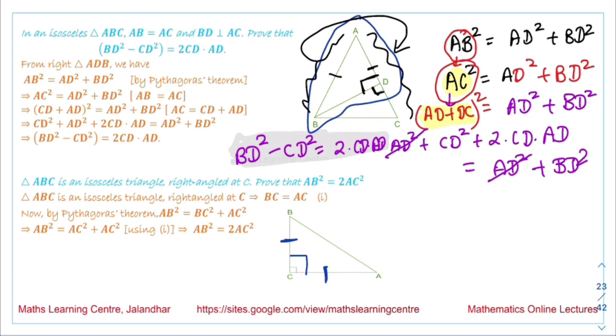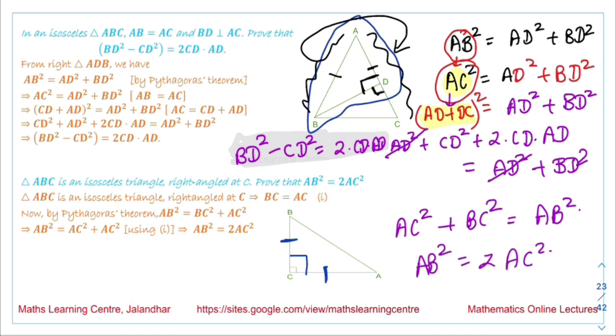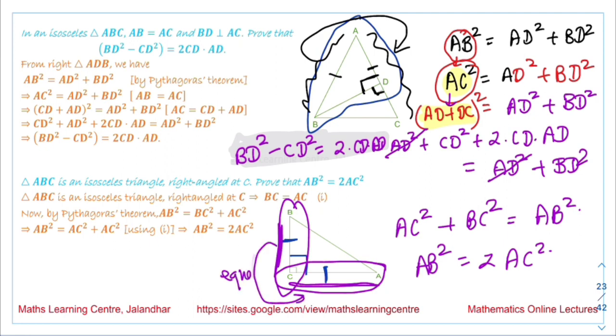So by Pythagoras theorem we have AC square plus BC square equal to AB square. So what we get is AB square is equal to 2 times AC square, because both these sides AC and BC are equal. It is given in the question that it is an isosceles triangle. The hypotenuse is the largest side, and the other sides are less than the length of the hypotenuse. So these two sides must be equal in length.